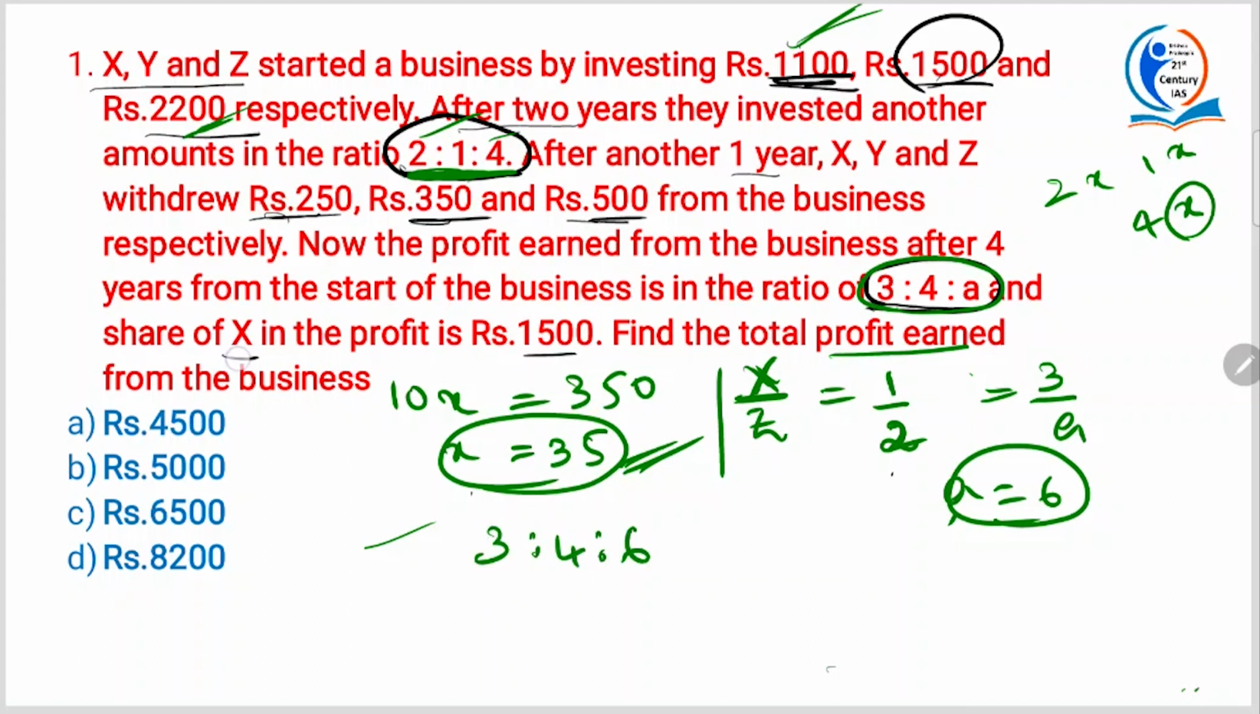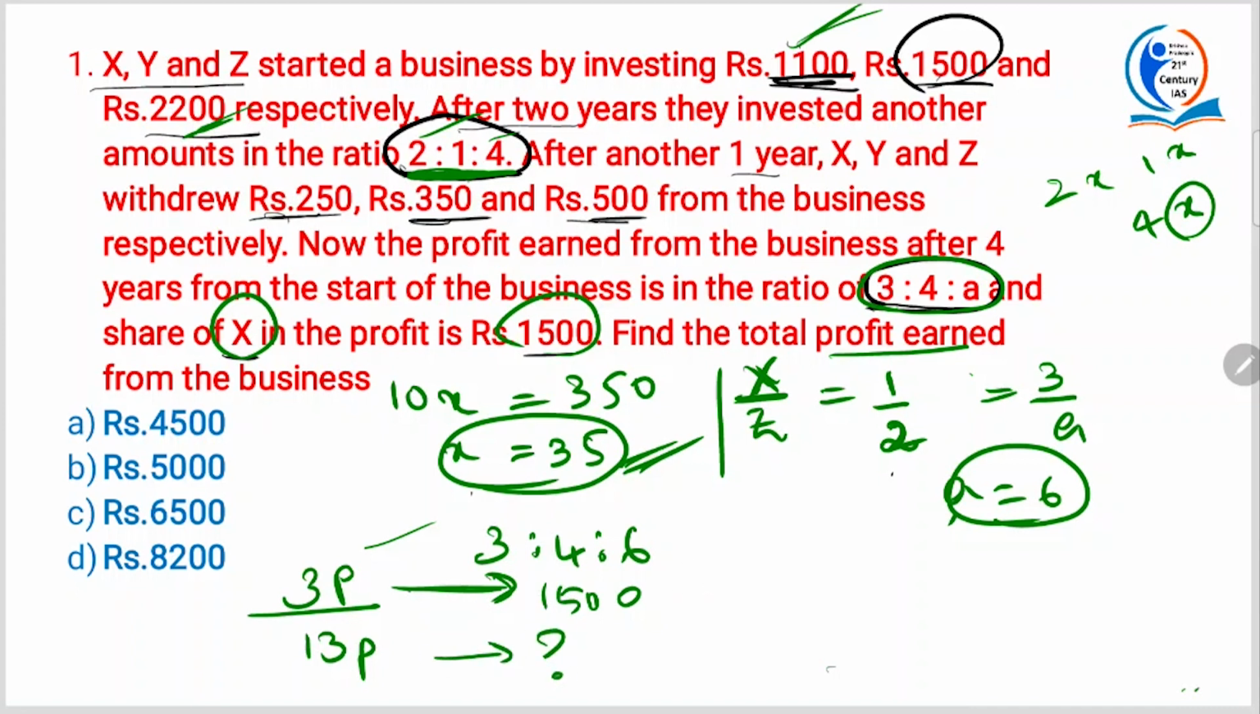3:4:6. And also the share of x in the profit is 1500, which means 3 parts of total 13 parts. 3 parts of total 13 parts is equal to how much? 1500 rupees. Alright. Now what is the total profit? It is 13 parts, right? For 3 parts, if it is 1500, for 13 parts, how much is it? Alright. So 1 part is 500.